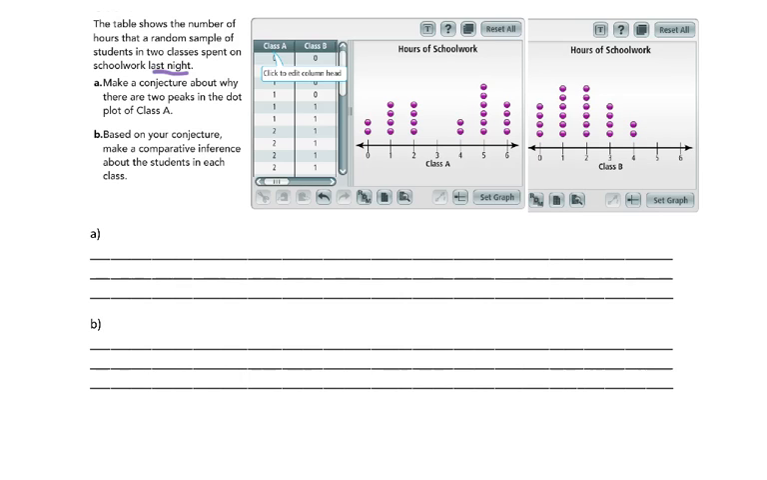Please pause the video and make a conjecture about why there might be two separate groups in class A, but one in class B. And based on your conjecture, make a comparative inference about the students in each class. Pause the video now, write your answers, and then compare your answers to mine.